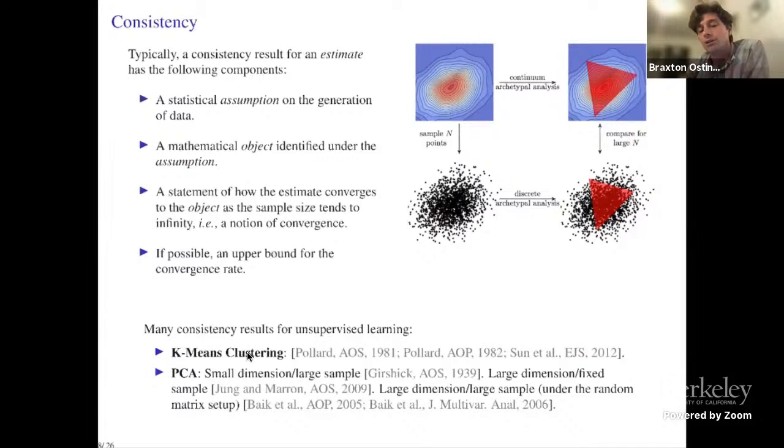There are, of course, many consistency results for unsupervised learning. I have some listed here for k-means and PCA, which are the methods closest to archetypal analysis, and these are already classical.